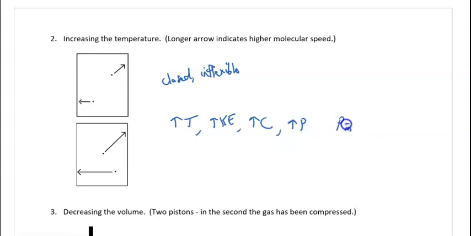So the pressure inside the box is going to, again, be greater than the outside. We're increasing the pressure inside of this container. So pressure is going to increase. Now, the constants for this one, the volume of the box, and the number of particles trapped inside. Cool. All right, let's keep going.